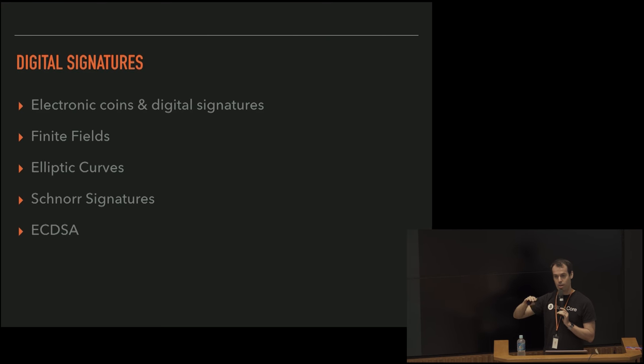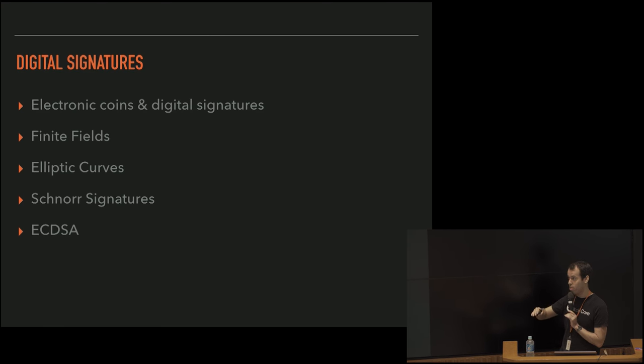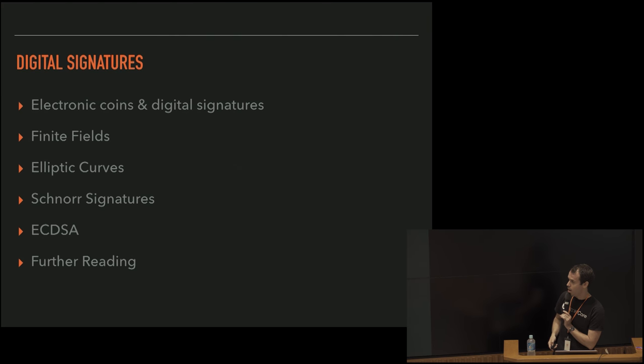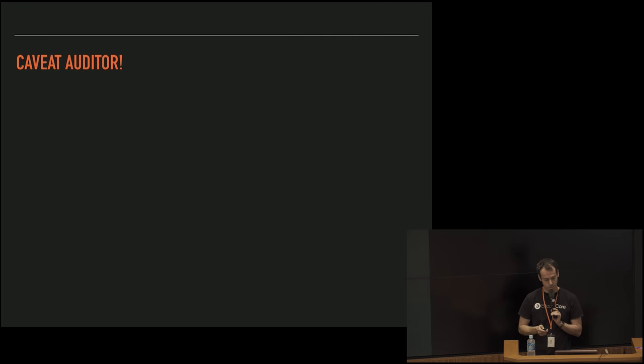You can treat some of these things like a black box. So if you understand the properties of how digital signatures work, you don't necessarily need to know the structure underneath, as long as you understand the properties that we need from a finite field or a group. And then I'll point you in the direction of some further reading.